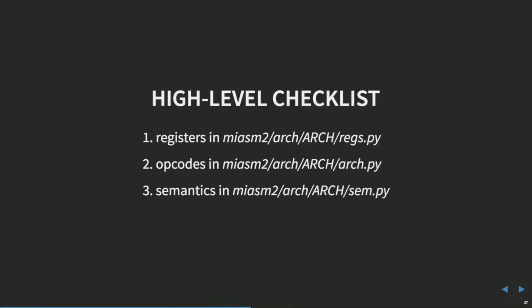So the first thing you need to do is specify, or let's say implement, registers in the rex.py file. I won't describe that today because it's mainly strings in a file, so it's not really interesting. Then you need to define opcodes in the arch.py file, and finally the semantics in a sem.py.